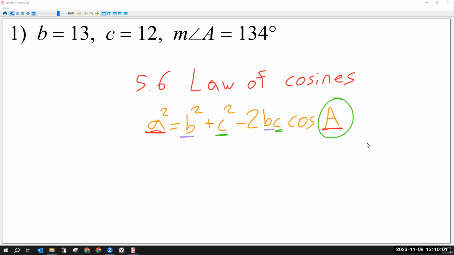If they gave me angle B, let's think about what that would look like instead. If this was angle B, what has to be part of my equation? I have to have a b squared there. Those two letters have to match. There are only three letters, and I just used the b, so the only other two are a and c. It doesn't matter which order. So a squared plus c squared.